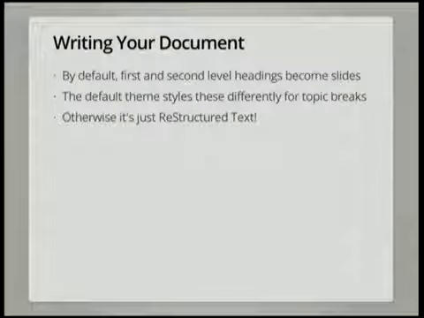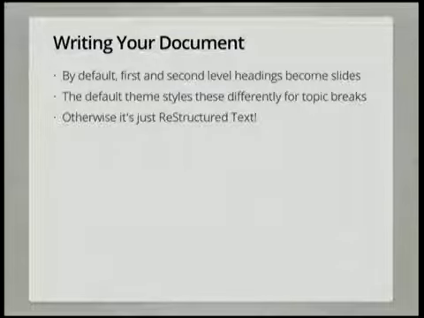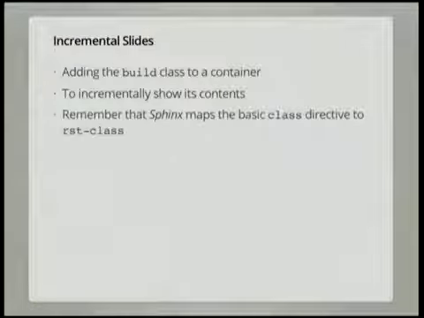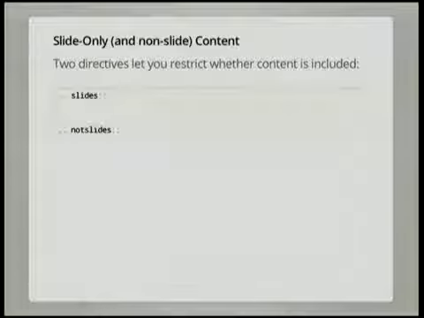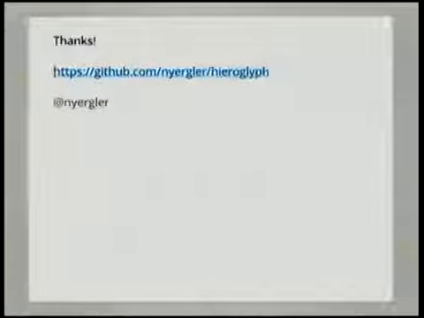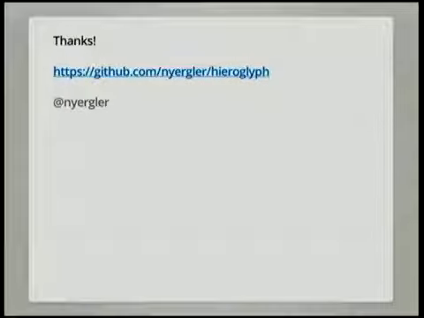Makefile information. You write your document just like you normally would. First and second level headings become slides. There's some themes, there's CSS, there's incremental slides because that's very, very important. And there's also some directives to help you put stuff only in slides or not in slides, because if you want to generate both HTML documentation for handouts as well as the slides, you don't necessarily want your title slide images showing up. CSS, it's lovely. If there's themes, they're great. It's on GitHub. Thank you very much.